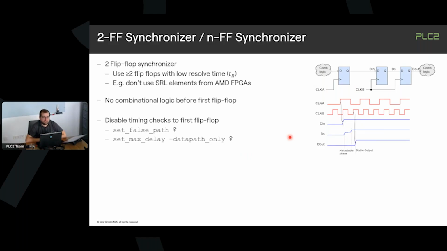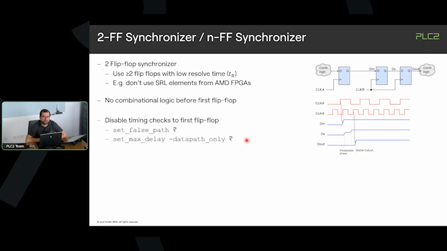What we need to discuss now is how we disable timing checks. Otherwise, our static timing analysis might complain about unresolvable setup and hold times. We have 2 options. One is set false path, which is the commonly used one. The better one would be set max delay with the datapath only option. This one especially is needed when you have higher frequencies and bigger FPGA parts.